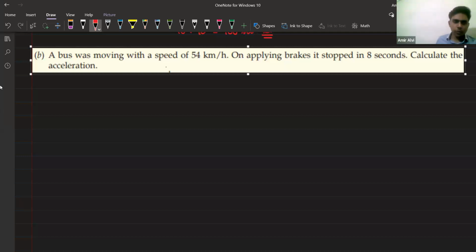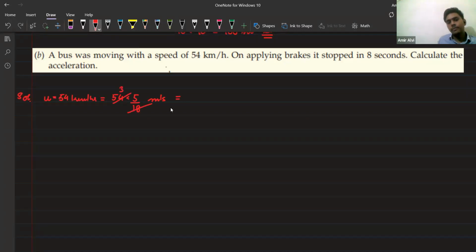Okay, let's do it together. The question says a bus was moving with a speed of 54 kilometer per hour. So this is the initial speed of the bus, that is 54 kilometer per hour. If I want to convert this into meter per second, because the time given is in seconds, I have to multiply this by 5 by 18, and I will get the value in meter per second. So this will cancel 3 times. So 5 3s are 15 meter per second.